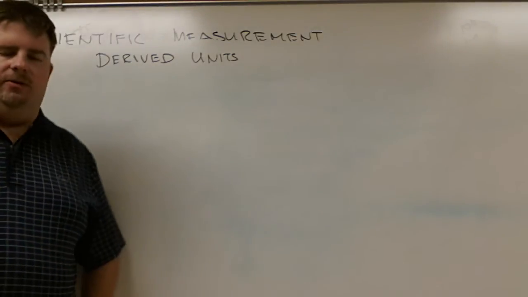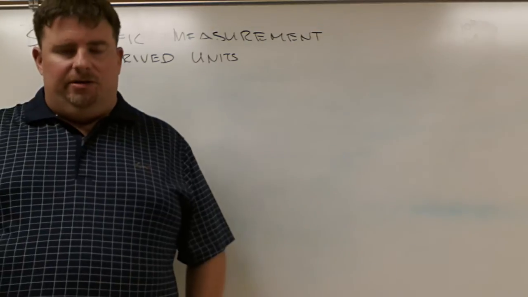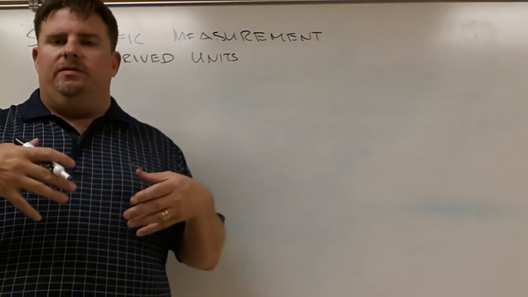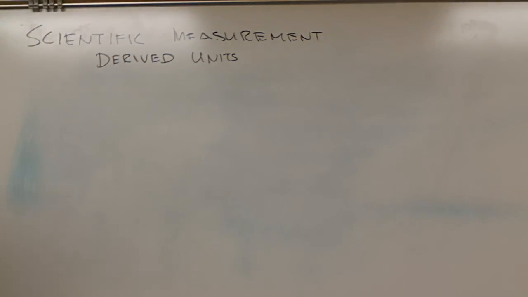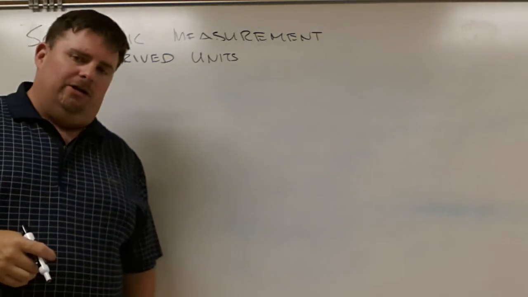In scientific measurement, we sometimes have to use something called a derived unit or complex unit. This is something that isn't just meter or just gram, but involves other dimensions or other types of measurements as well.